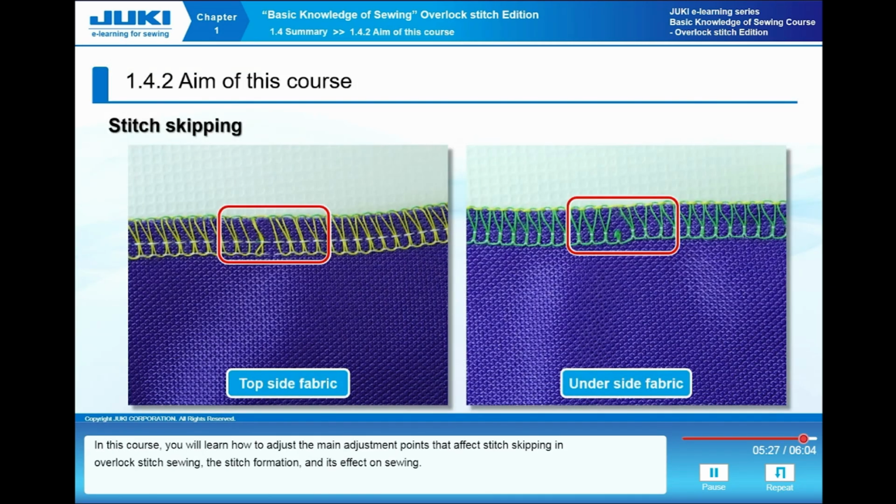In this course, you will learn how to adjust the main adjustment points that affect stitch skipping in overlock stitch sewing, the stitch formation, and its effect on sewing. In particular, skills must be acquired to fix stitch skipping, which is a sewing problem likely to occur in overlock stitch sewing, and the skills to deal with sewing problems that occur in real-life sewing.